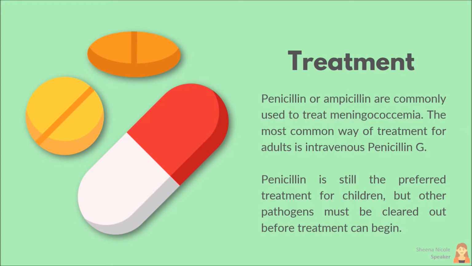Meningococcemia is commonly treated with penicillin or ampicillin. Adults are commonly treated with intravenous penicillin G. Although penicillin is still the preferred treatment for children, other pathogens must be eliminated before treatment can begin.